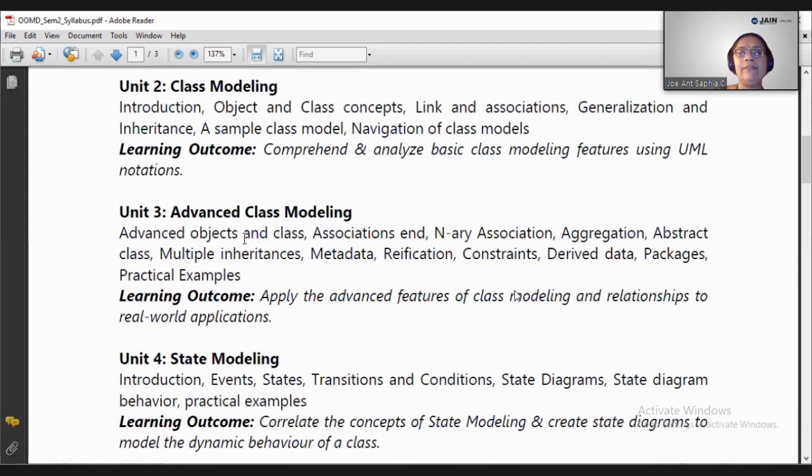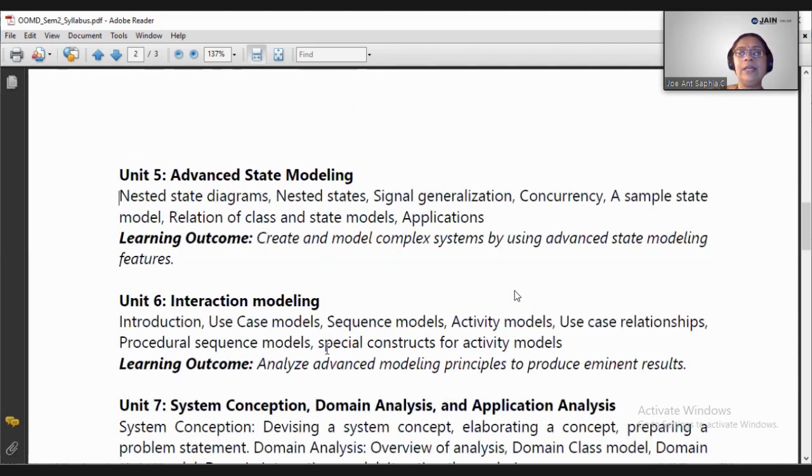Where does advanced state modeling come in? When it is a simple function or concept, state modeling is easy to depict. When it becomes a complex or large system, the normal state diagram won't be useful, so we have to go for nested state diagrams, etc. Then comes interaction modeling.